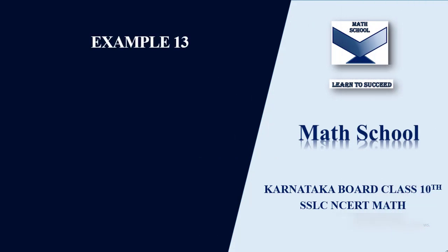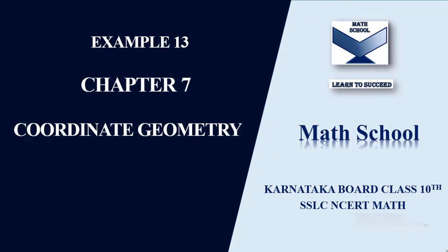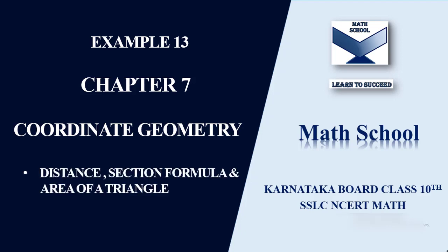In today's video, let us solve example 13 from chapter 7, coordinate geometry. In my previous videos, I've completed the distance, section formula and area of a triangle, examples 1 to 12 and exercises 7.1 and 7.2 from the same chapter.